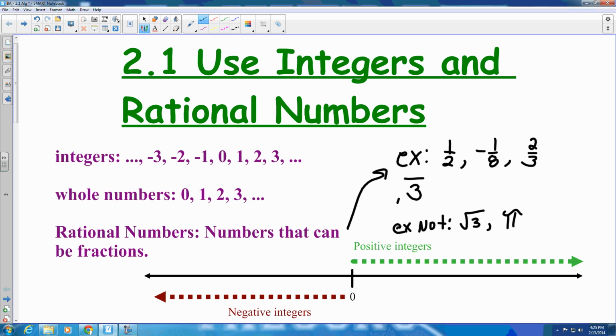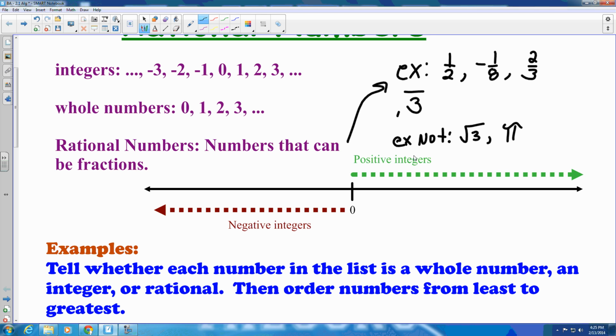Okay. Looking here, this is the number line. If you look at 0, anything to the right of 0 represents positive integers or positive rational numbers. Same thing goes for the left side, but it's negative.